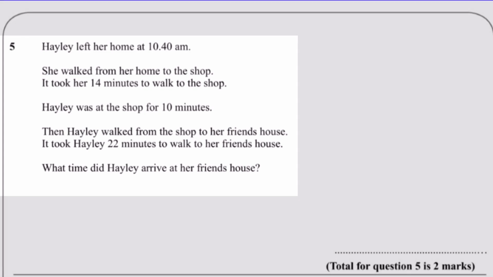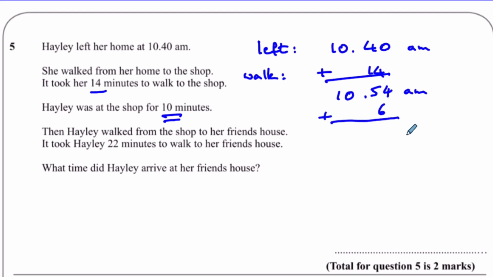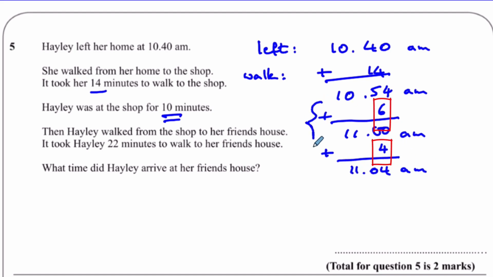Okay, straightforward. Let's do this step by step. She leaves home at 10:40 a.m. It takes her 14 minutes to walk to the shop. Add these up and she arrives at the shop at 10:54 a.m. Haley's at the shop for 10 minutes. I'm going to split this up to 6 minutes and 4 minutes. So 10:54 plus 6 takes me to 11. 11 plus 4 takes me to 11:04 a.m. And this 6 plus the 4 gives me the 10 minutes.